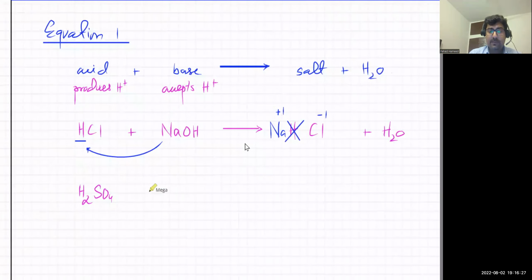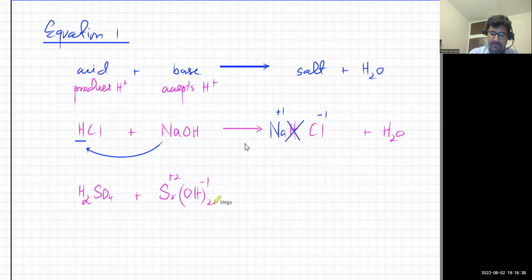So strontium is group 2, plus 2. Hydroxide, that's OH minus 1. So it's going to be Sr and OH twice, right? So how did I tell you to form this salt?